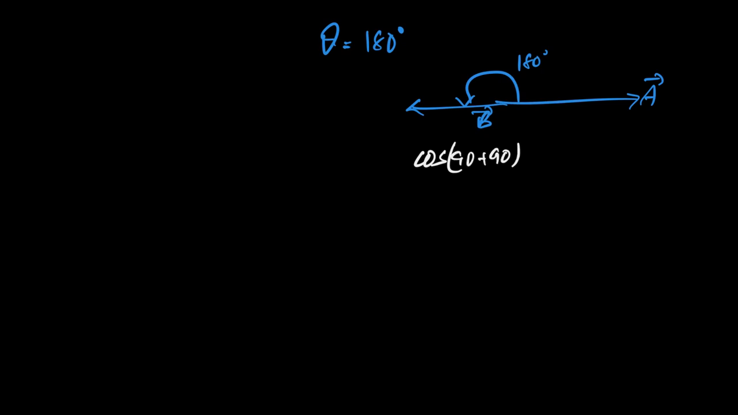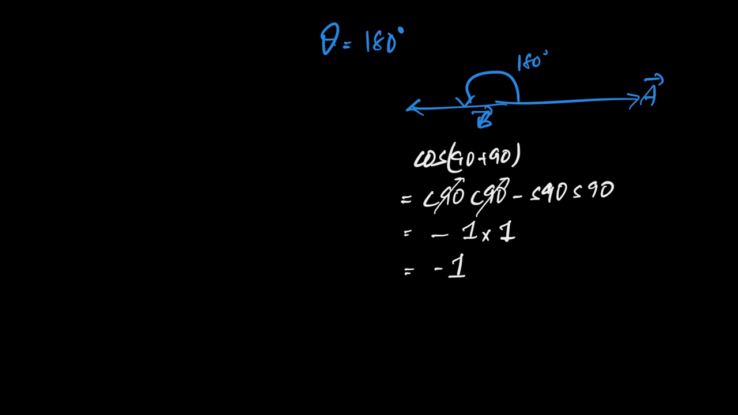Cos 90 plus 90. So what is cos 90 plus 90? Cos a plus b is cos a cos b minus sin a sin b. What is cos 90? We know it is 0. What is sin 90? It is 1. So what do we get? Minus 1. Or the other way around, you can also keep this formula close to you.